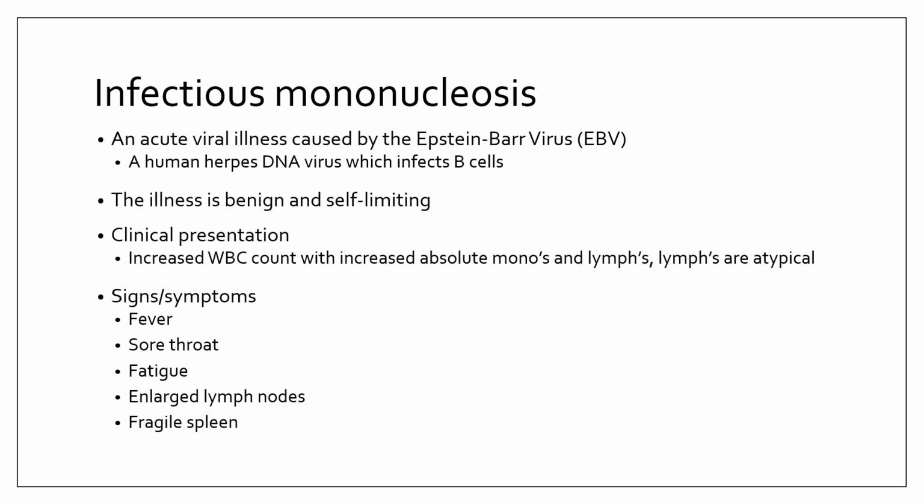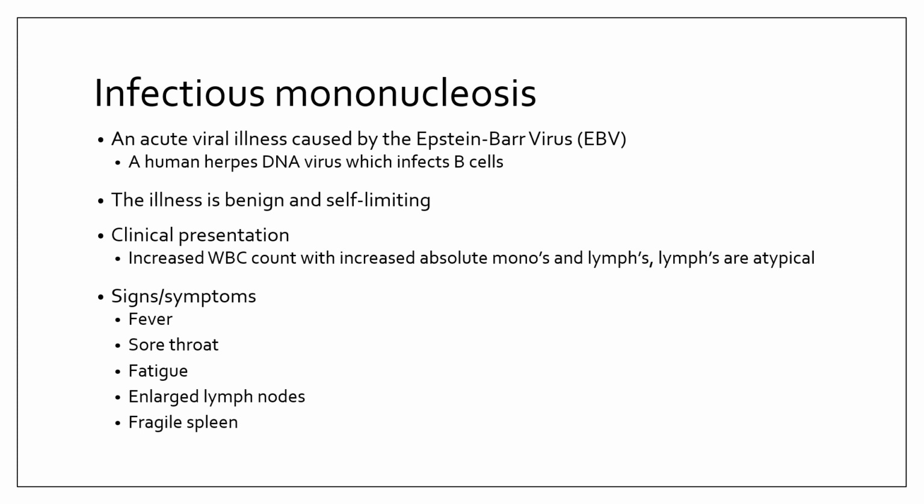So the Epstein-Barr virus is what causes infectious mononucleosis, and that Epstein-Barr virus was first discovered in 1964, but it wasn't really associated with mononucleosis until 1968. Infectious mononucleosis is an acute viral illness, and it is caused by the Epstein-Barr virus. It is a human herpes DNA virus which infects the B cells.